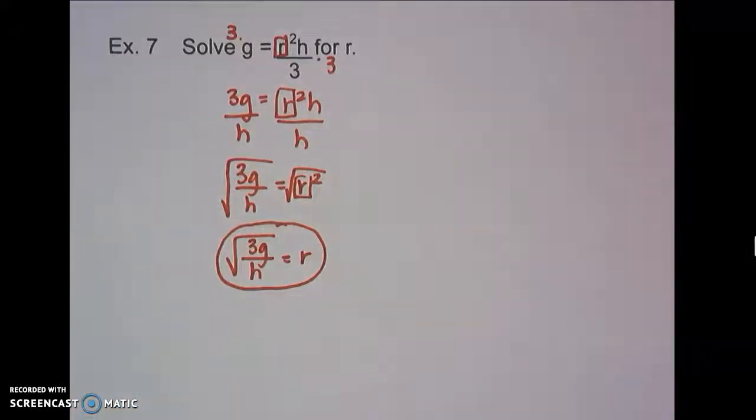And there's our answer. So the big thing to remember with these questions is not to get overwhelmed, and whatever variable they are telling you to solve for, you're using inverse operations in order to get that variable by itself.